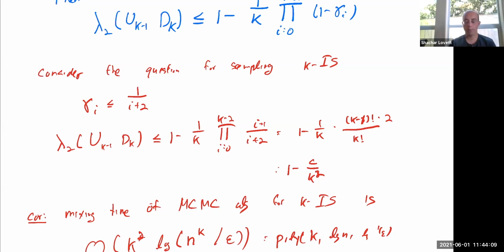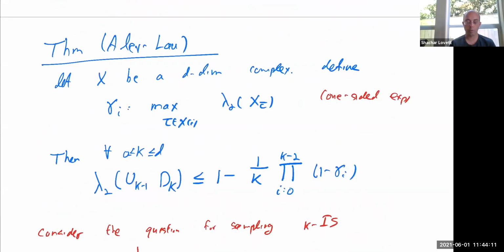Okay. So now let's prove the theorem. This is what we're trying to prove. We have some bound on gamma I for each level, and we want to combine them together to get a bound on this expander as a random walk expander, basically how fast the lower walk mixes.